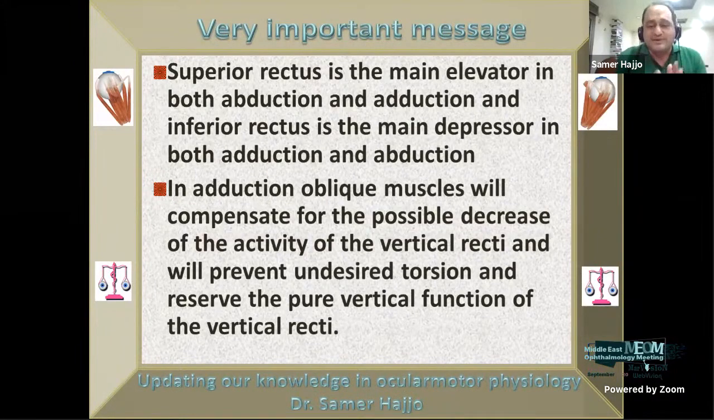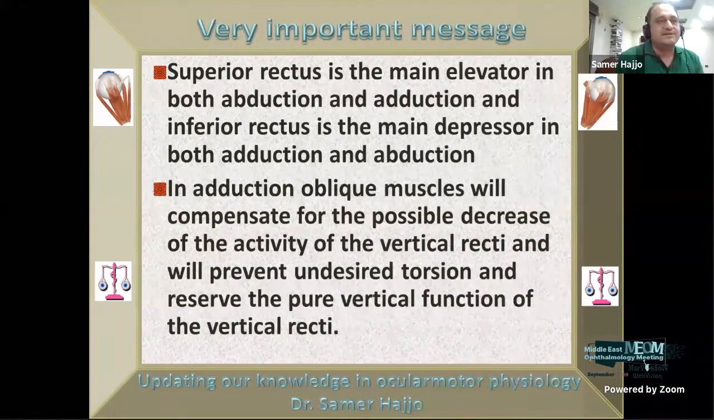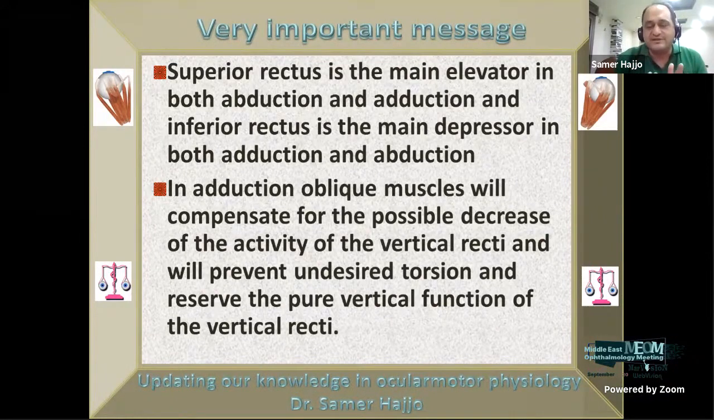In abduction, oblique muscles will compensate for the possible decrease of the activity of the vertical rectus, and will prevent undesired torsion and preserve the poor vertical function of the vertical rectus. Then the oblique muscle is an accessory muscle in elevation or in depression. The main elevator is the superior rectus, and the main depressor is the inferior rectus, even in adduction. This is a very important message that I want to say.